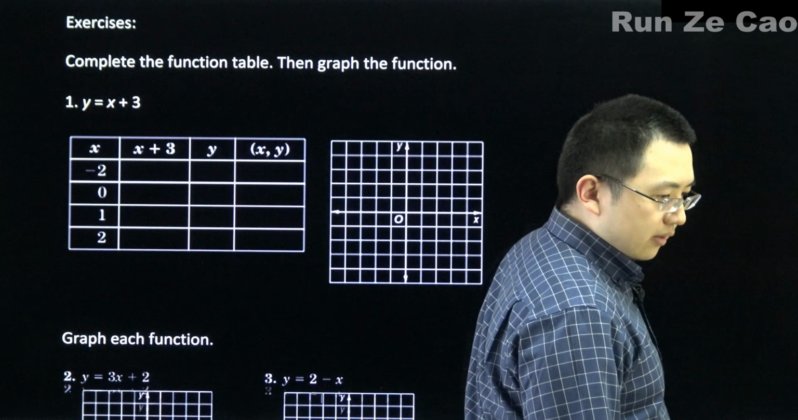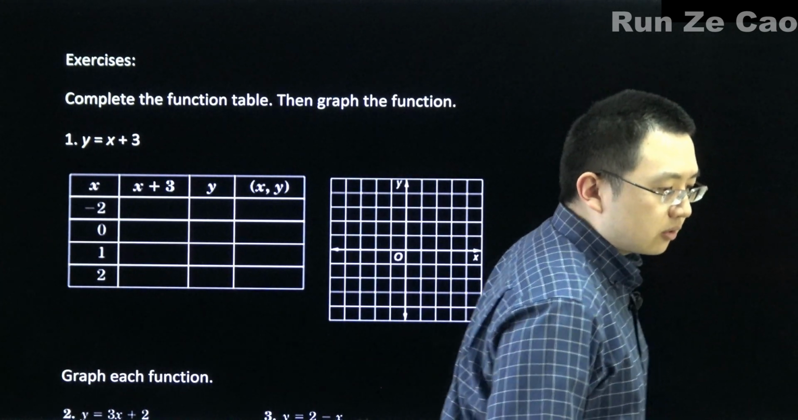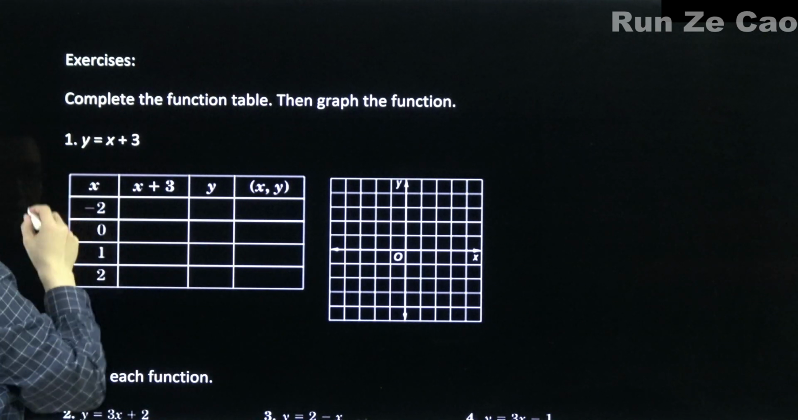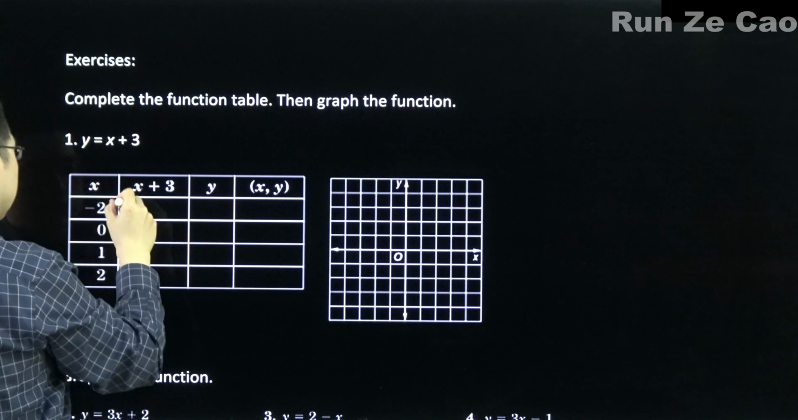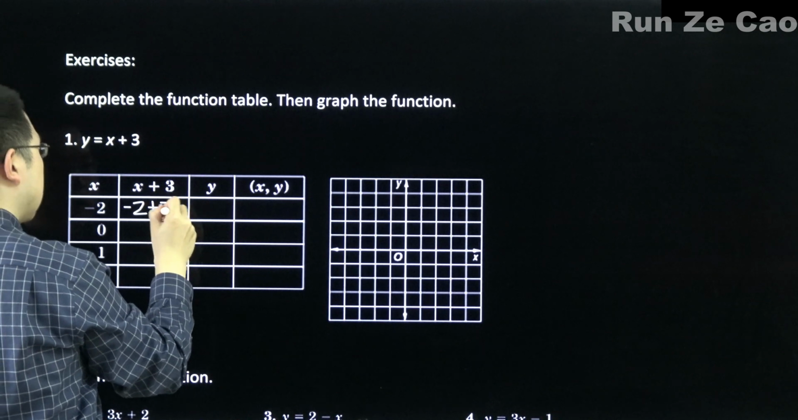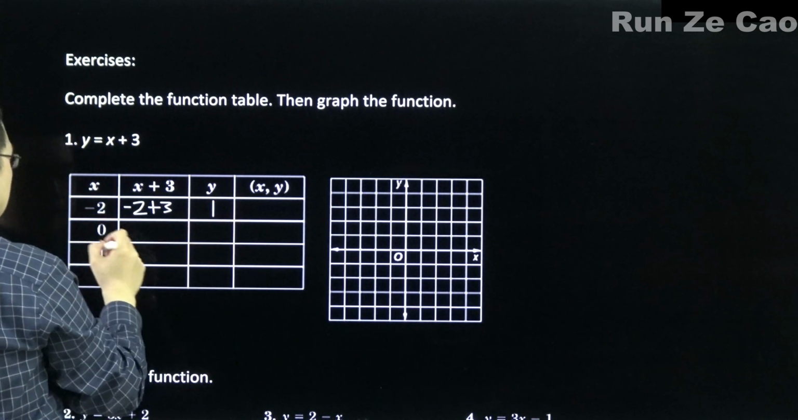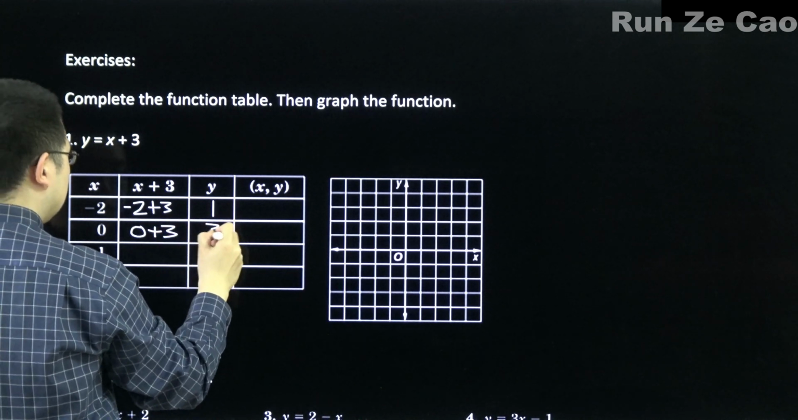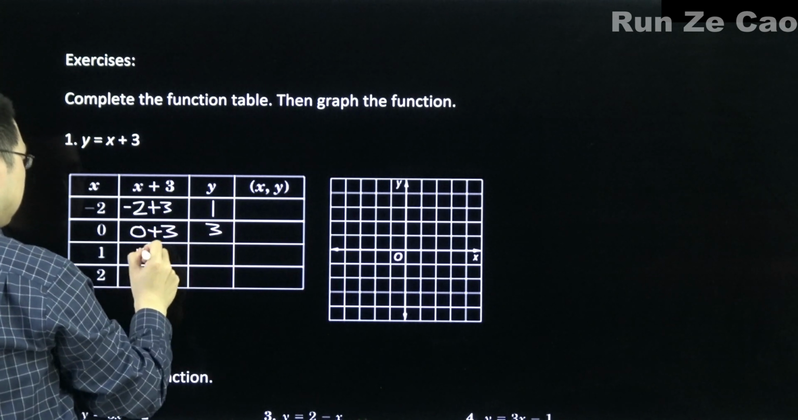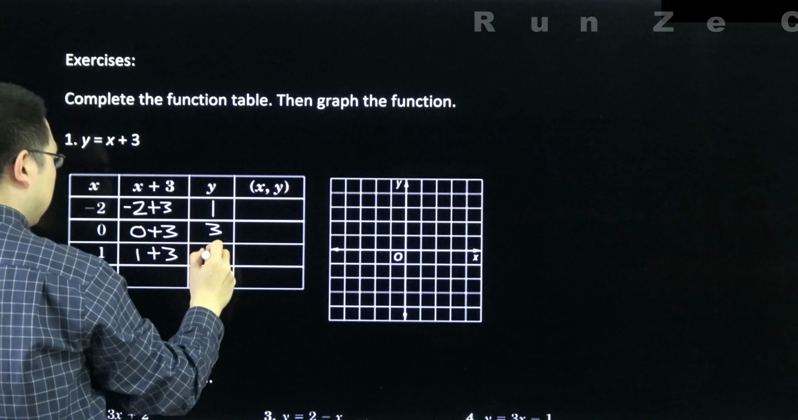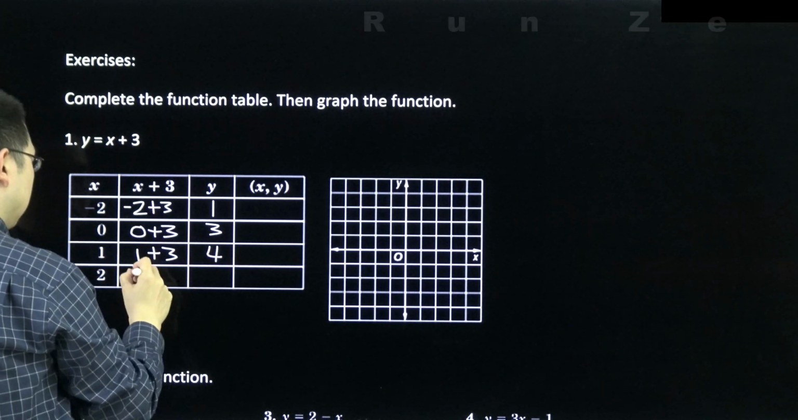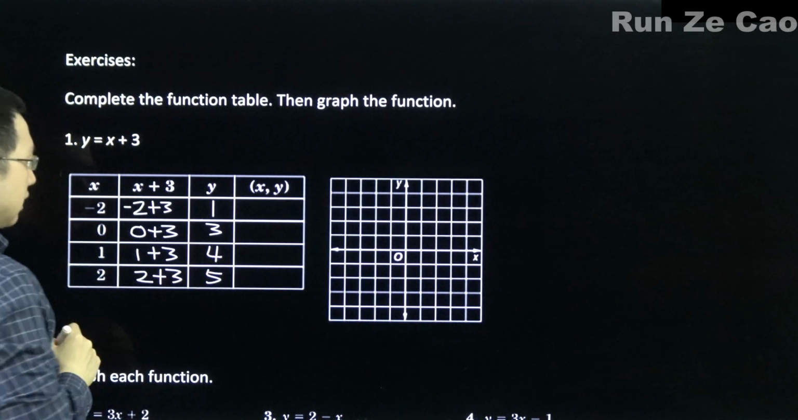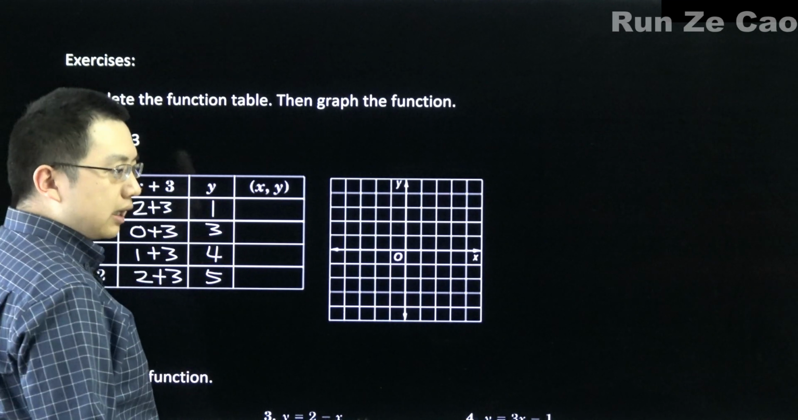Alright, let's do some exercises. Complete the function table, then graph. Okay, y equals x plus 3. We're looking at x equals -2 first, so that's -2 plus 3. Y equals 1. X equals 0, that's 0 plus 3, and y equals 3. X equals 1, that leaves us with 1 plus 3, and y equals 4. X equals 2, that's 2 plus 3, and y equals 5.